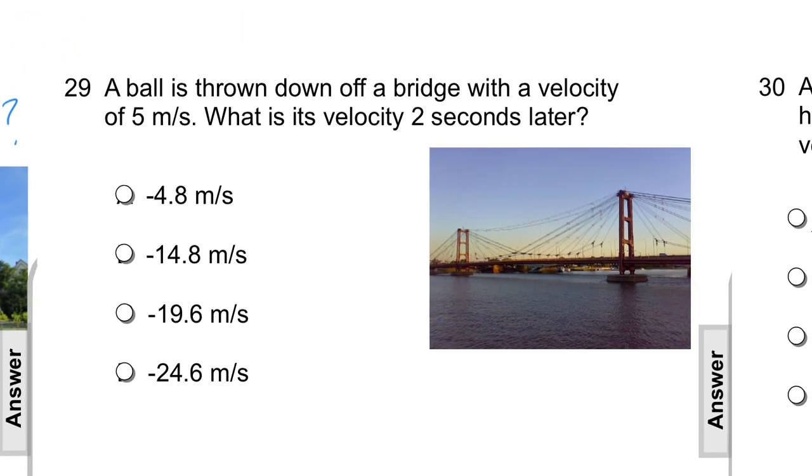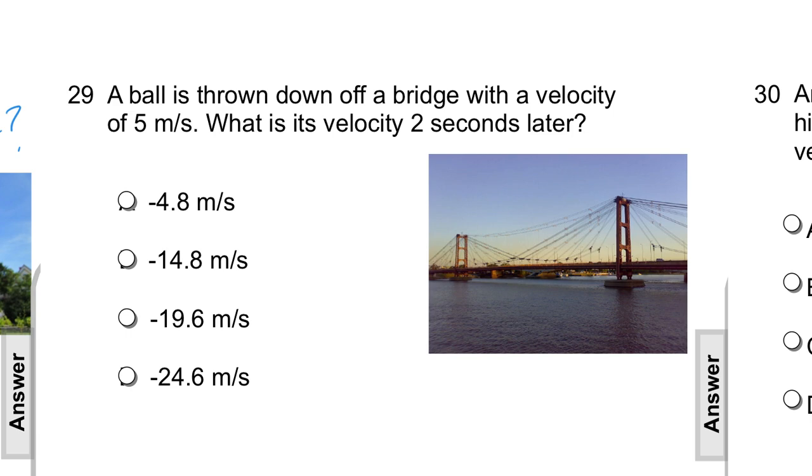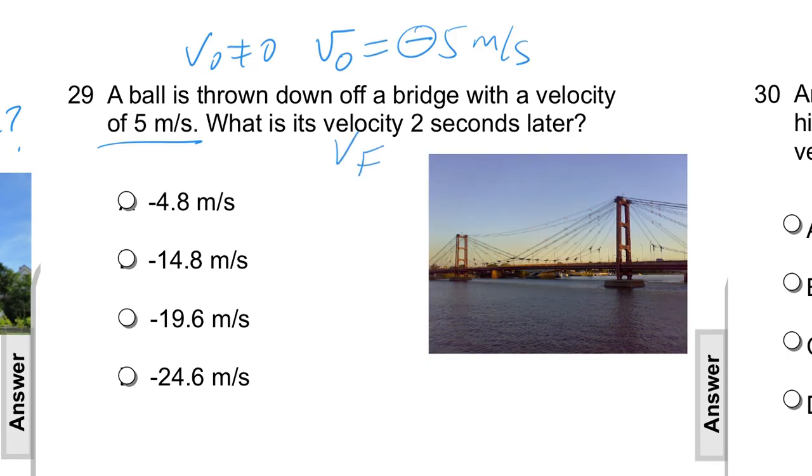Okay, now the ball is thrown down off a bridge, so VO is not equal to 0. It's something else. VO is 5 meters per second, but don't put 5. It's -5 meters per second because it is thrown downwards. What is the velocity 2 seconds later? So what's VF? That's my unknown 2 seconds later.